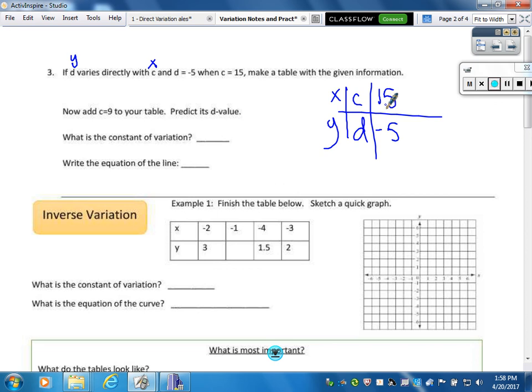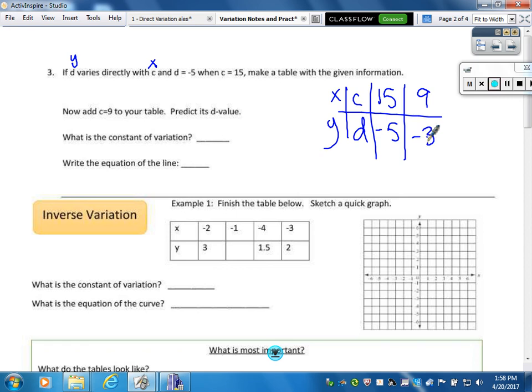Hey, we did that. Now add C equals 9 to your table. So C should be in the top. Predict its D value. Well, let's see what's happening here. 15 became negative 5, so we must have divided by negative 3. So let's divide this one by negative 3. So 9 divided by negative 3 is negative 3.